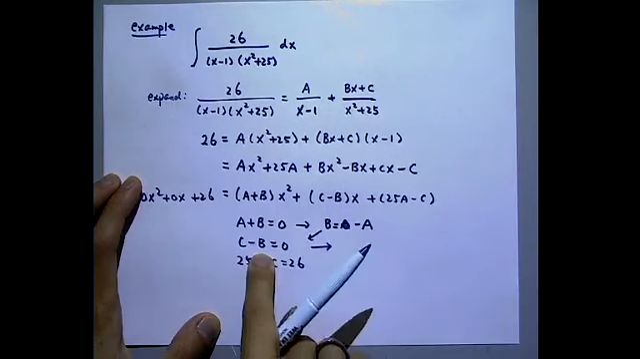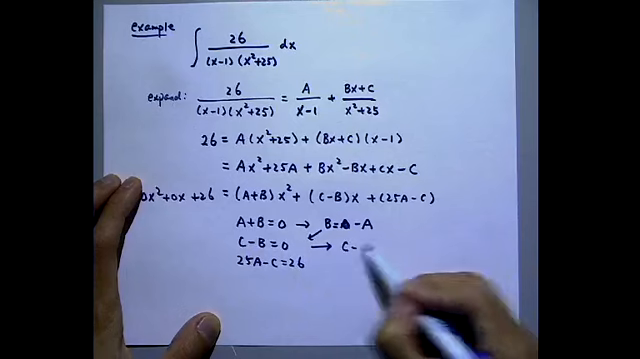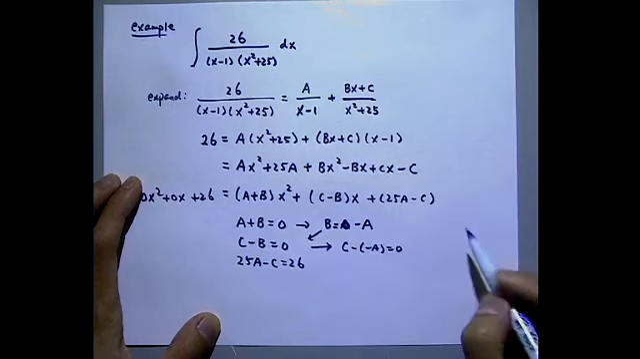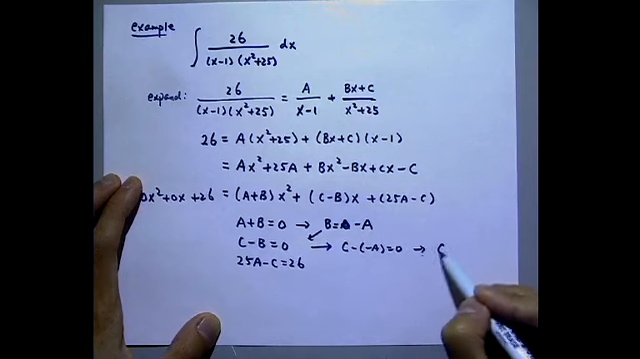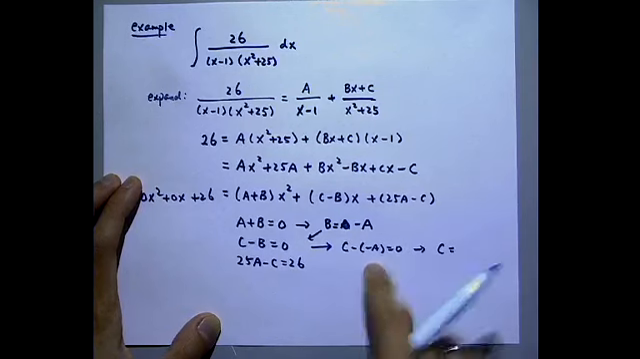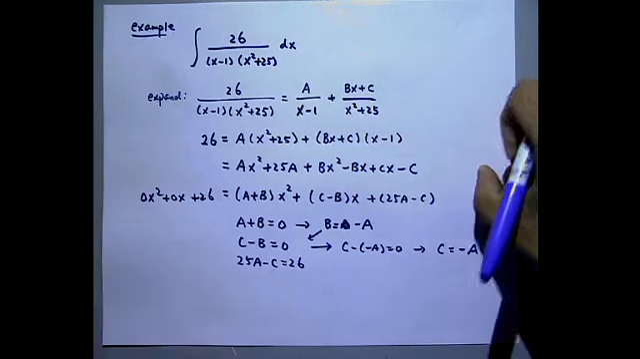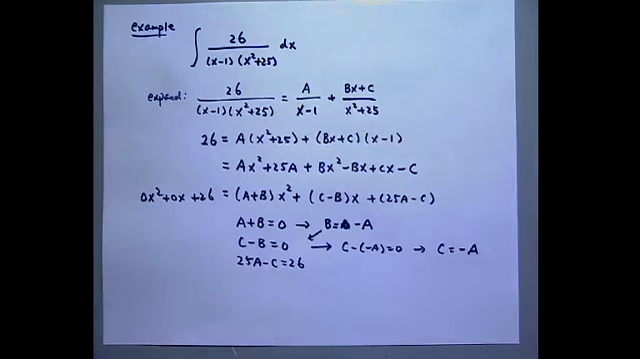The second equation tells me c minus minus a is equal to 0, or c plus a equal to 0, c is equal to minus a then. So right away we can see that this implies c and b must be the same thing. They both equal minus a. So once we find out a, the other two are automatically taken care of.